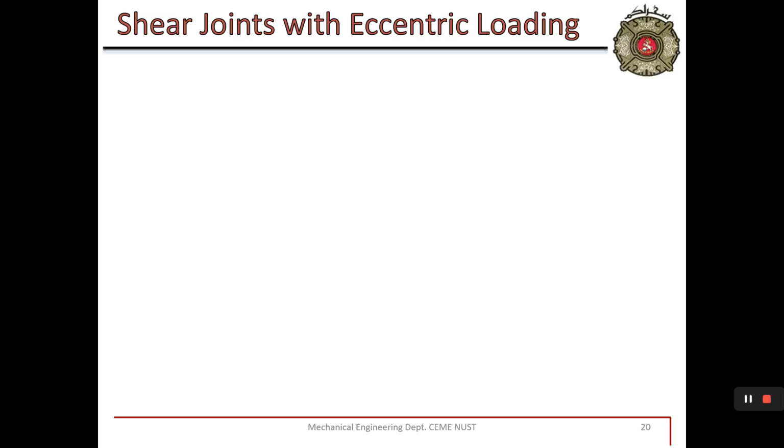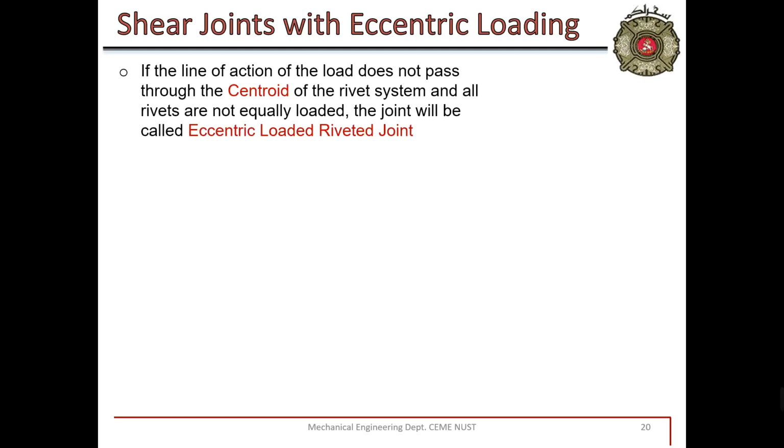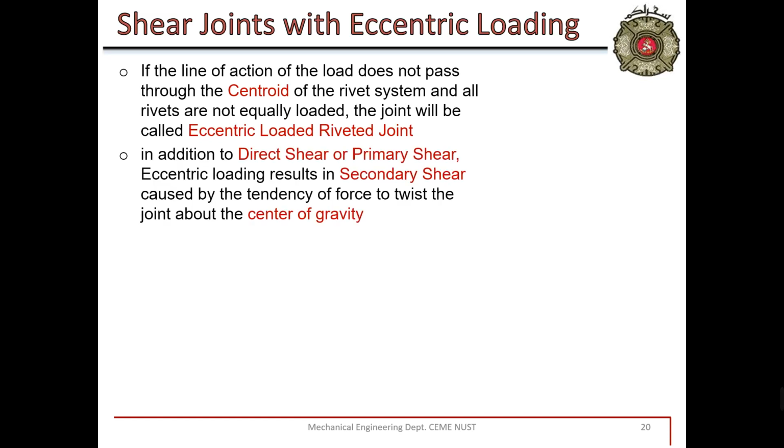Eccentric loading. This is my third and last part of today's online lecture. I've already explained eccentric loading. The definition of eccentric loading is that the line of action of the load does not pass through the centroid of the rivet system and all rivets are not equally loaded. The joint will be called eccentric loading. I have already explained in the previous figure, at the end of the lecture, what eccentric loading is.